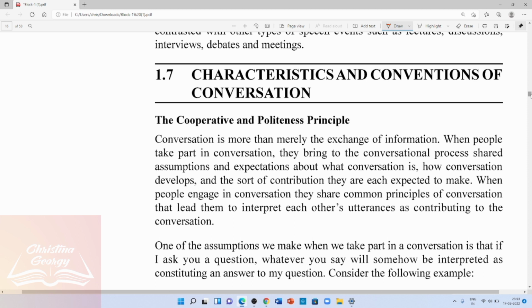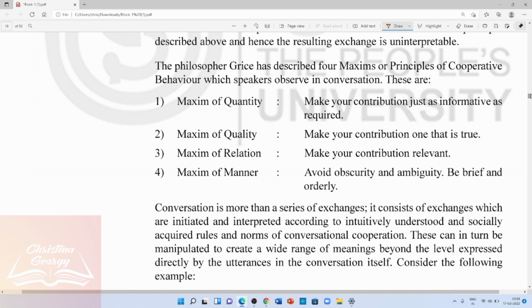When people engage in conversation, they share common principles of conversation that lead them to interpret each other's utterances as contributing to the conversation. Philosopher Grice has described four maxims. What do you mean by maxims? They are just principles. So, the principles of cooperative behavior. So, there are four principles of cooperative behavior which speakers observe in conversation. They are namely maxim of quantity, maxim of quality, maxim of relation, and maxim of manner.